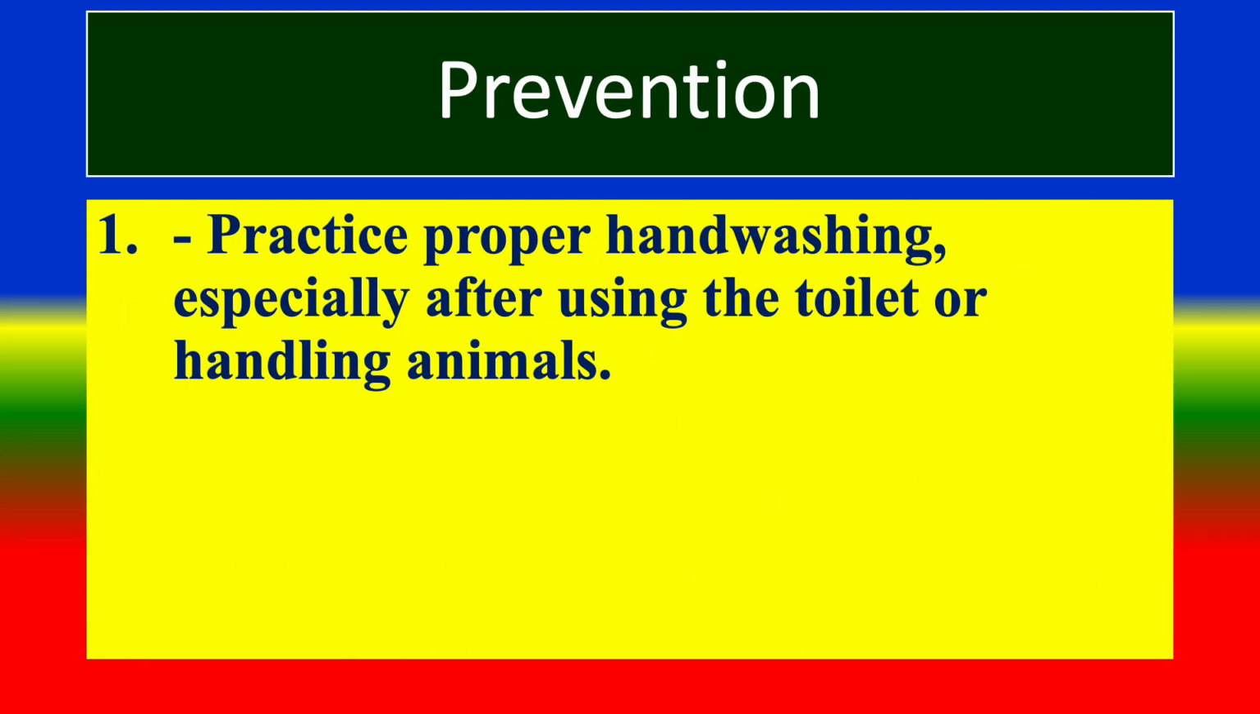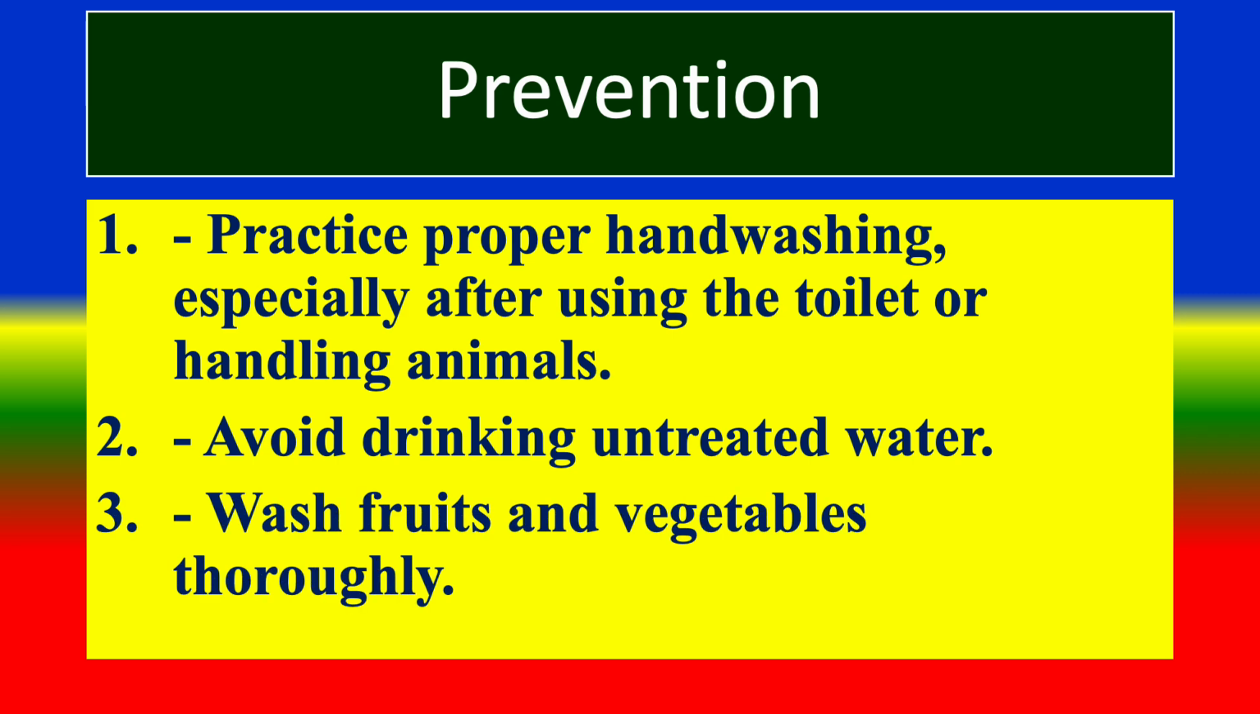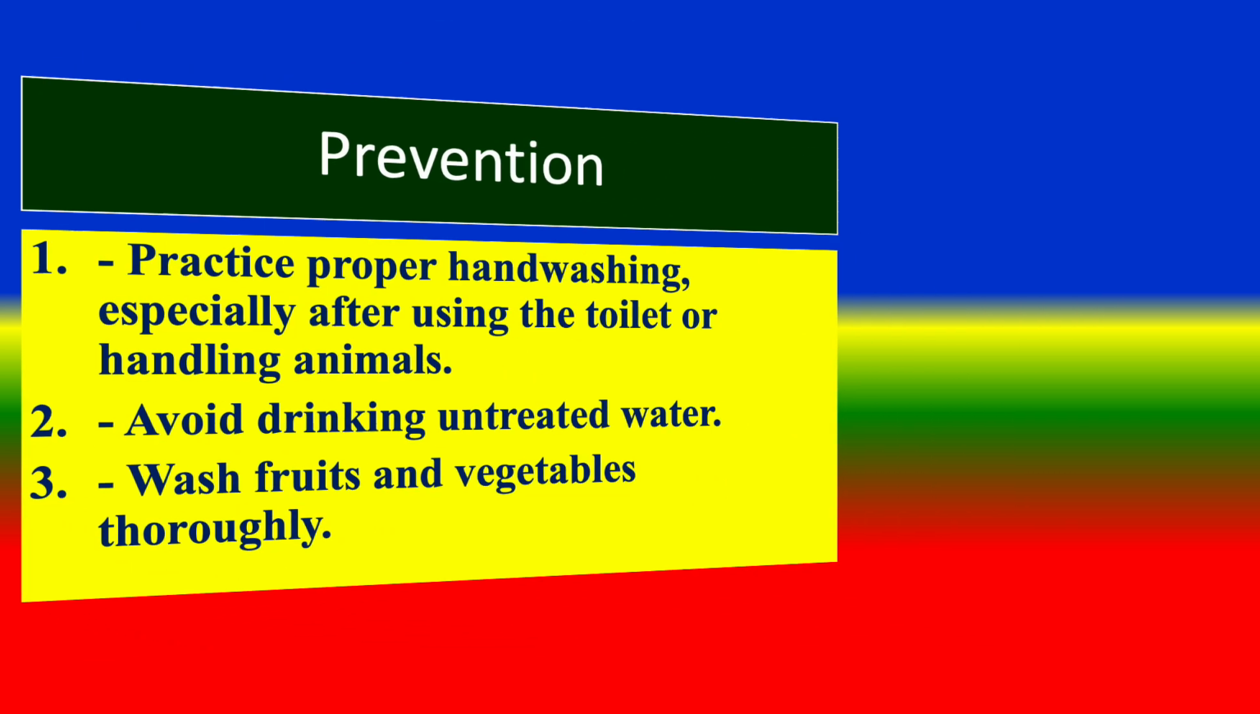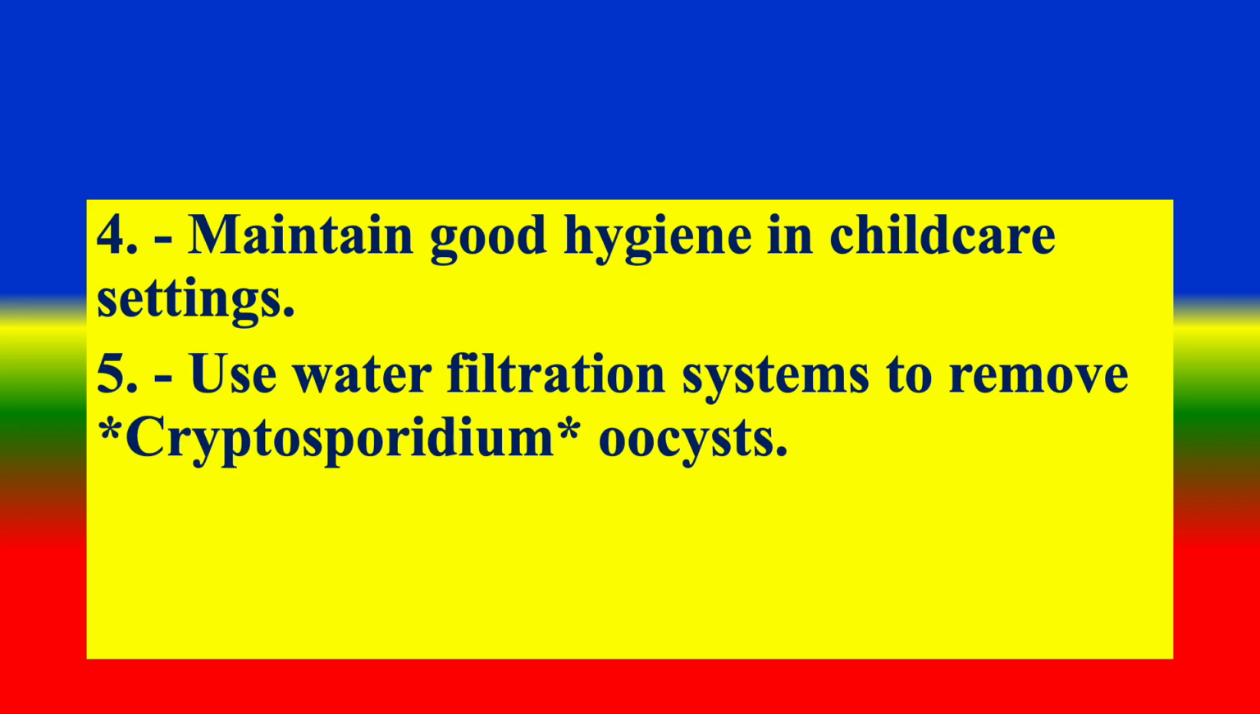Prevention. 1. Practice proper hand washing, especially after using the toilet or handling animals. 2. Avoid drinking untreated water. 3. Wash fruits and vegetables thoroughly. 4. Maintain good hygiene in child care settings. 5. Use water filtration systems to remove Cryptosporidium oocysts.